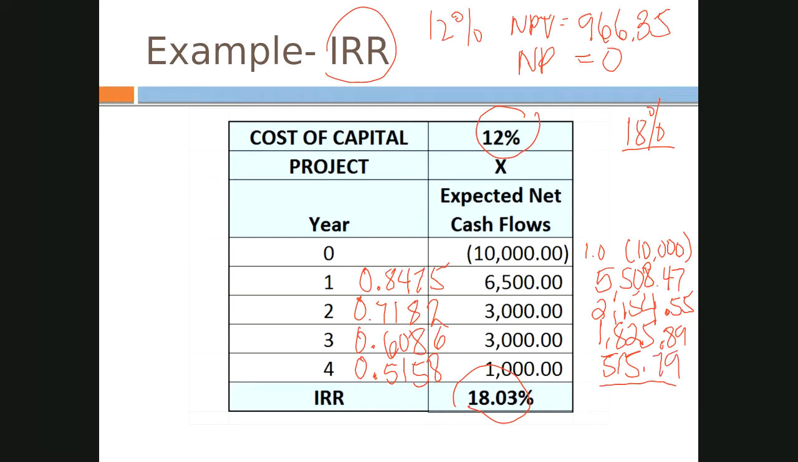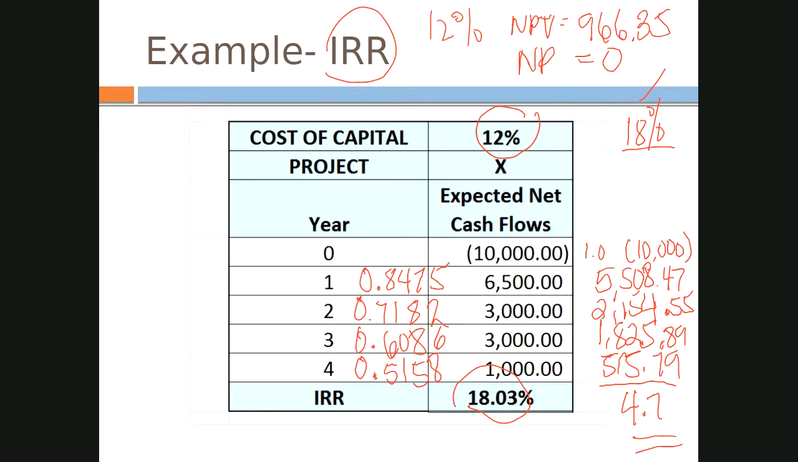Hindi ko alam kung ginagaya niyo ako. So negative 10,000 plus 5508.47 plus 2154.55 plus 1825.89. Sana sakto yung sagot. Plus 515.79. Tama. So, ang NPV ko dito is 4.7. So, ibig sabihin, yung 18% is not the IRR kasi ang goal nga natin ang NPV 0 eh. So ito 4.7 pa. Nakuha ba class?